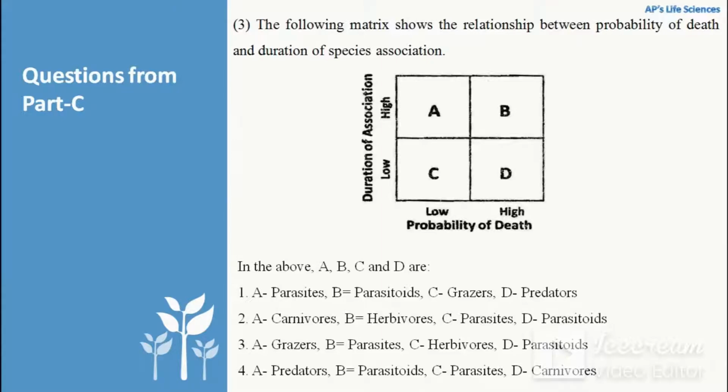In C, there is a low duration of association and low probability of death. This can be associated with grazers, because even if you increase the association, there is a low probability of death. Whereas in type D, there is a low duration of association with high probability of death, which is possible for a predator because they have to hunt within a very short time. So A is for parasite, B is for parasitoid, C is for grazer, and D is for predator. So the correct combination here is option 1.